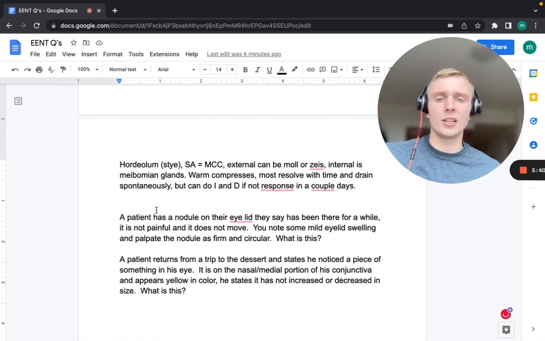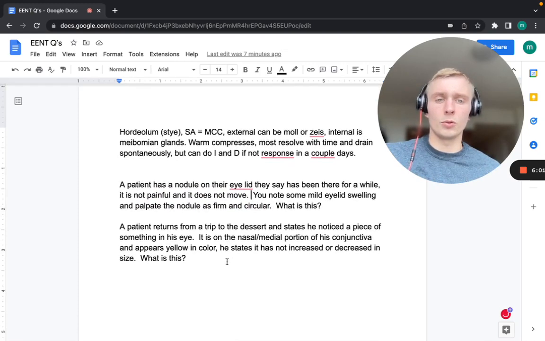Next one is a patient that has a nodule on their eyelid. They say it has been there for a while. It is not painful, and it does not move. You note some mild eyelid swelling and a palpable nodule that is firm and circular. What is this? So most importantly, not painful and does not move. And we'll also do another follow-up question.